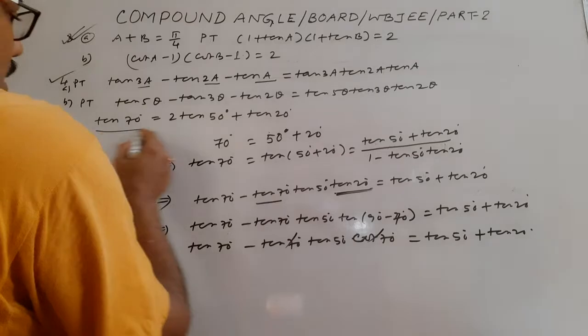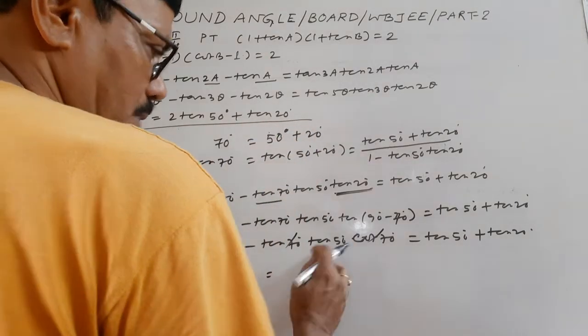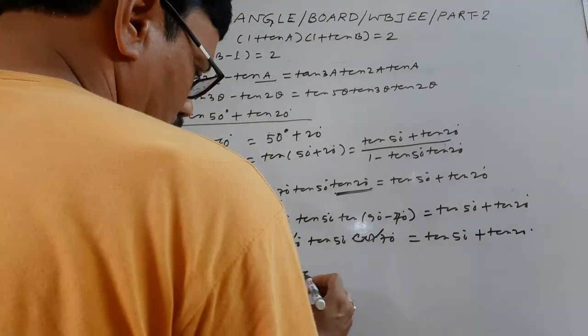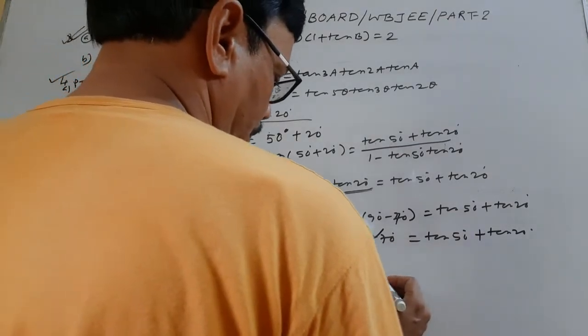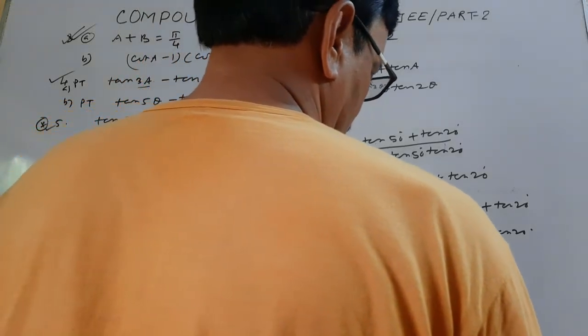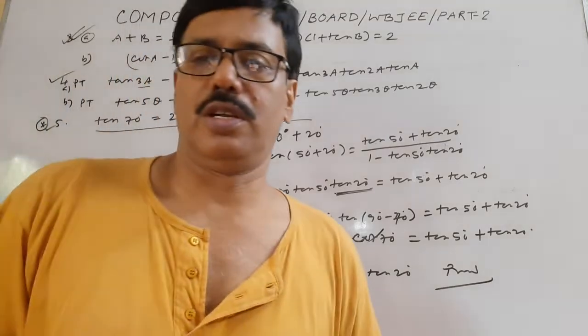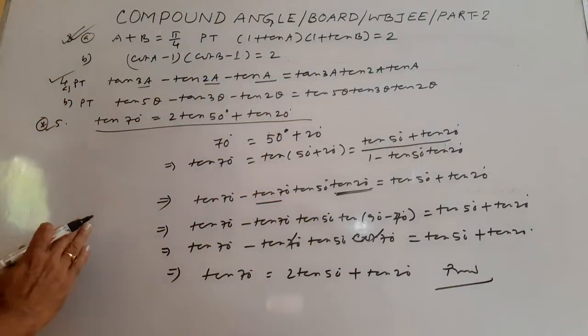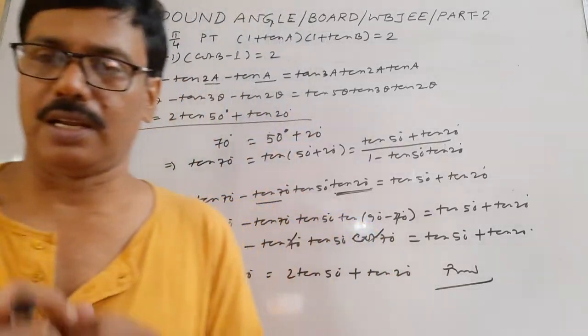So write the result. Tan 70 unchanged. Transfer to the right hand side: 2 tan 50. Tan 50 plus tan 50, 2 tan 50. So relation is not given, but you can find a relation among the angles.